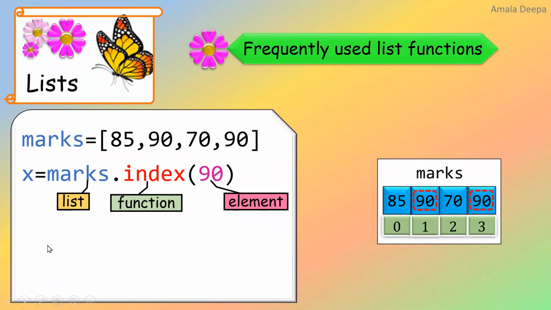When I print x, the output is 1, which means the index function has returned the index of the first occurrence of this element 90. The first occurrence of 90 has index 1. So this value 1 is stored in the variable x. That is why when I print x, I get the output as 1.